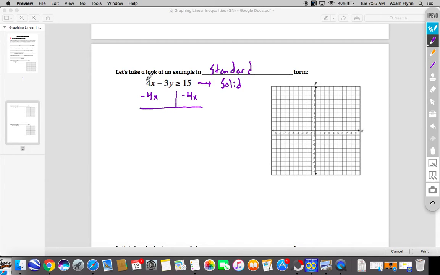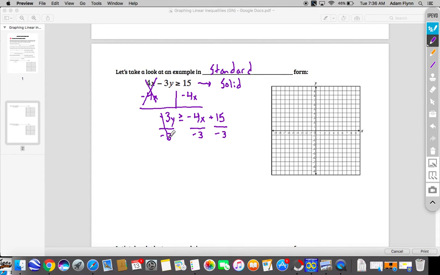When I do that, 4x minus 4x cancels. So we get negative 3y is greater than or equal to negative 4x plus 15. Remember, we can't combine these because this negative 4 has an x attached to it and the 15 does not. So our last step, we'll divide by negative 3. We're dividing everything by negative 3.